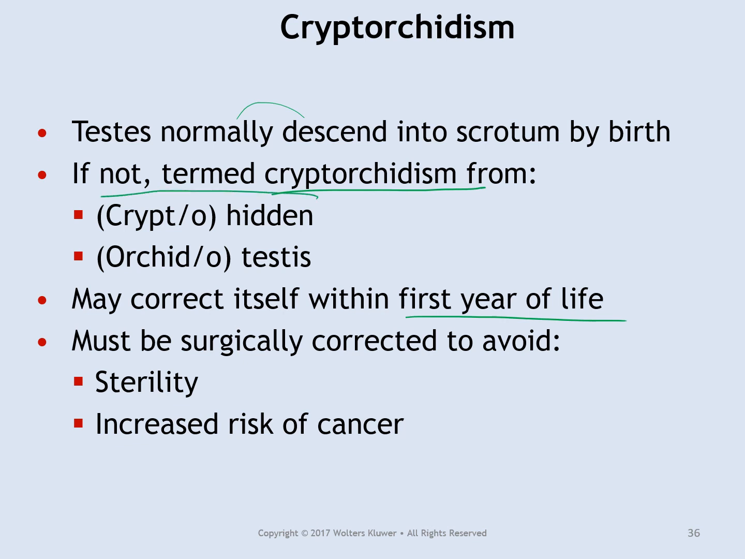The word crypto means hidden. So he has a testis, it's just hidden up in the abdomen. This needs to be surgically corrected. You'll go in and surgically move that testis down into the scrotum because remember, why are the testes held outside the body cavity? They're out there because of temperature. If that cryptorchidism is not reversed, then this man is looking at sterility, potential sterility for the rest of his life, especially if both testes are up in the abdominal cavity. This also, again, increases that risk of testicular cancer.